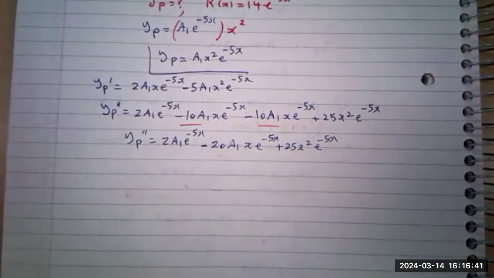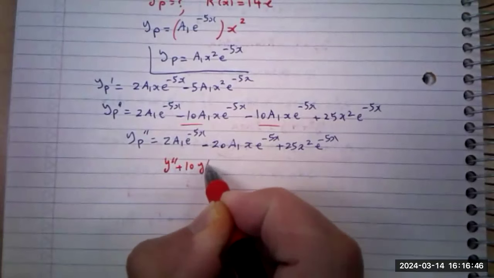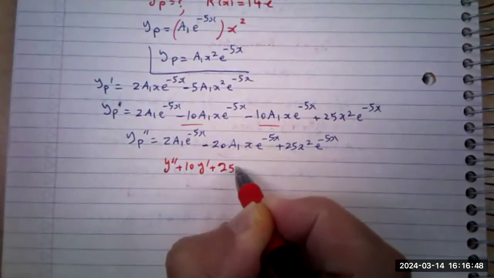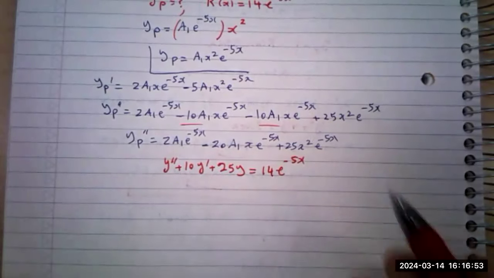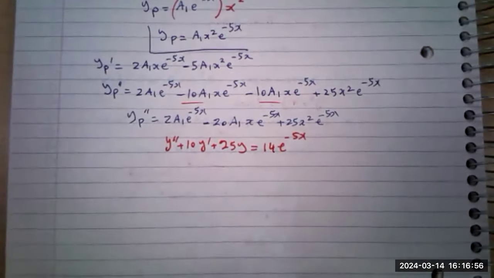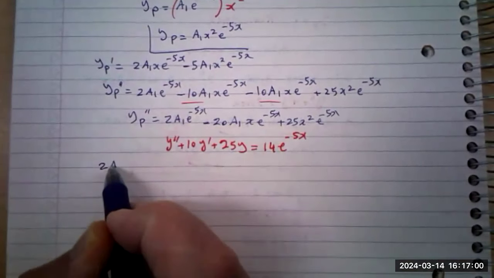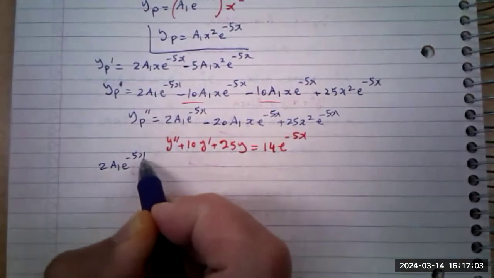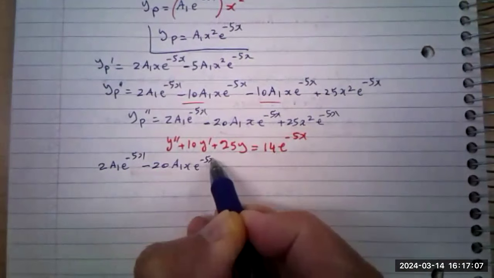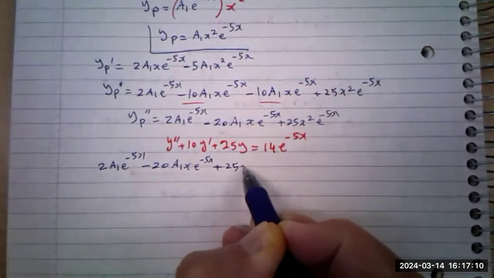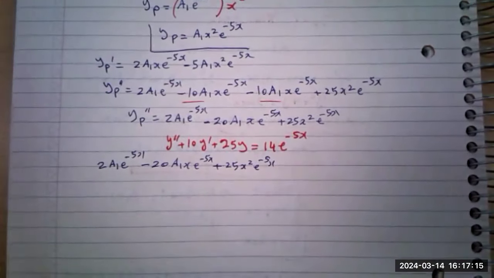I'll go back and substitute here: y double prime, 10y prime, 25y equal to the 14 e to the negative 5x. Substitute for the y double prime. This is what we have for the y double prime: 2a1 e to the negative 5x minus 20a1 x e to the negative 5x plus 25 x squared e to the negative 5x, which is what you got for the y double prime.